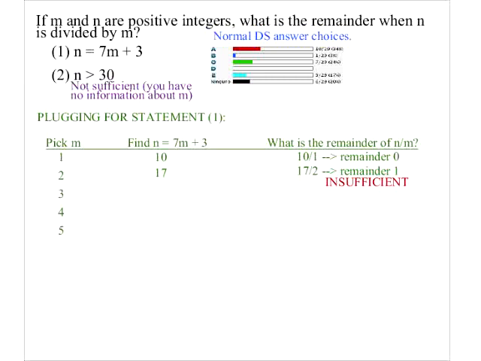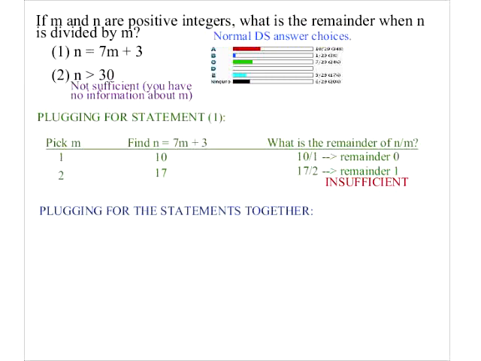So we got 2 answers. It's pretty clearly insufficient. If you have any questions about that, go ahead and ask. But this is proof. We got 2 definite different answers, so insufficient. So now, statement 2 is definitely not going to be sufficient, so we should plug for the 2 statements together.